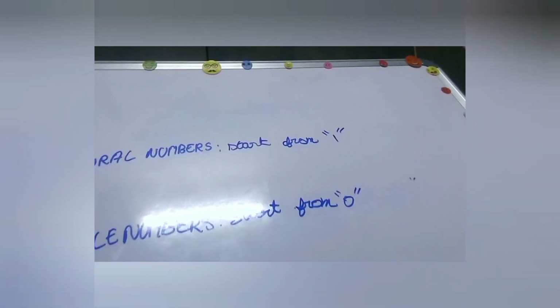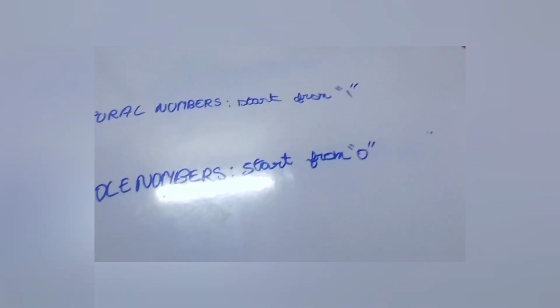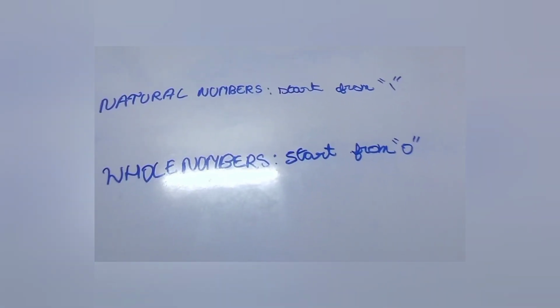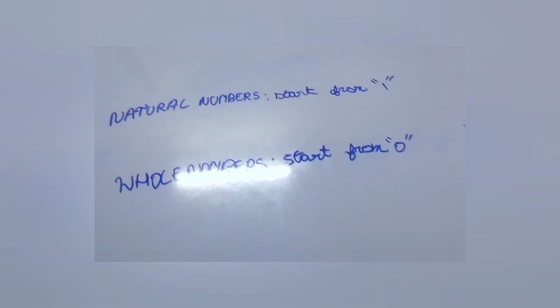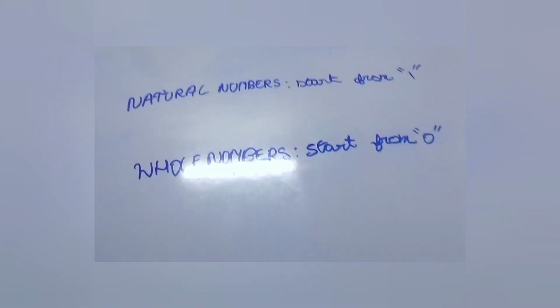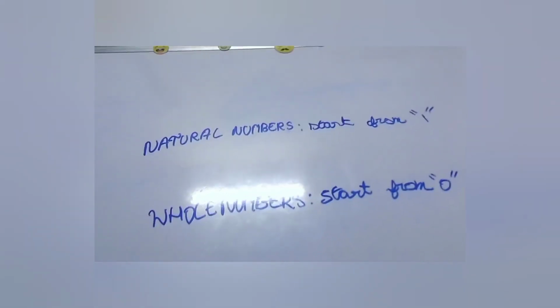All whole numbers are not natural numbers. So 0, 1, 2 are whole numbers. And can we say that as natural numbers? Yes, 1, 2 come in natural numbers, but 0 doesn't. So all whole numbers are not natural numbers. All natural numbers are whole numbers.